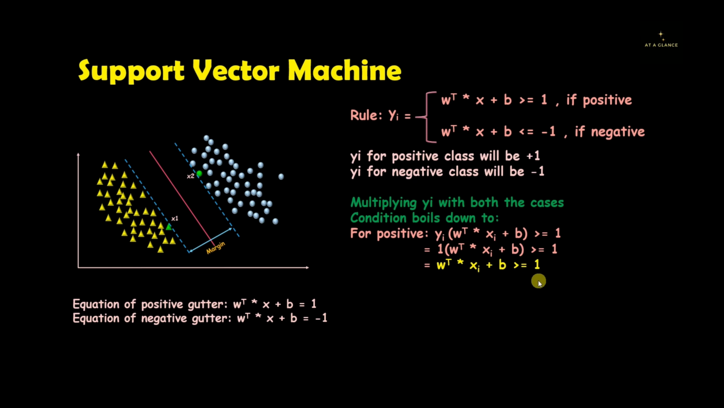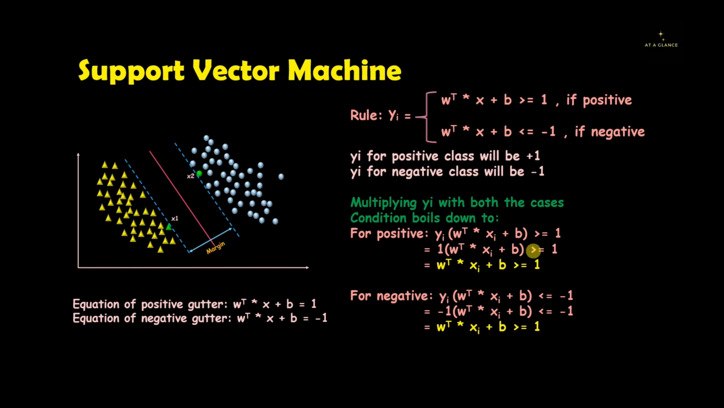So here as the answer we have got W transpose multiplied by xi plus b greater than or equal to 1 for the positive case. And now for the negative case, you know this is the condition. Here you can see that the expression is less than or equal to -1 since it is negative. As you know that y of i will be minus 1 for negative class, that means the prediction is going to be minus 1. Now if you multiply minus 1 with the entire equation, the sign of less than or equal to will change to greater than or equal to, and minus 1 multiplied with minus 1 will get plus 1.